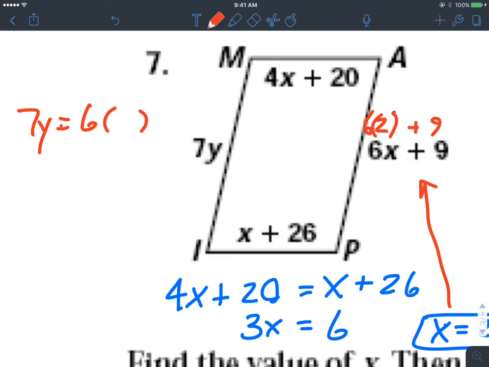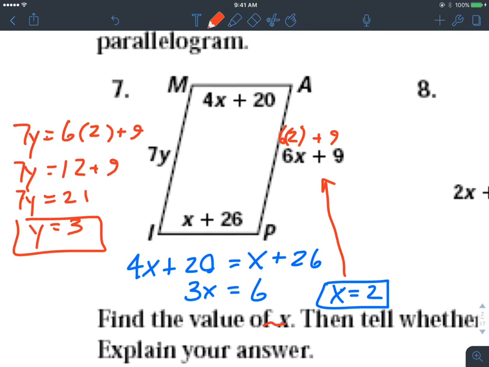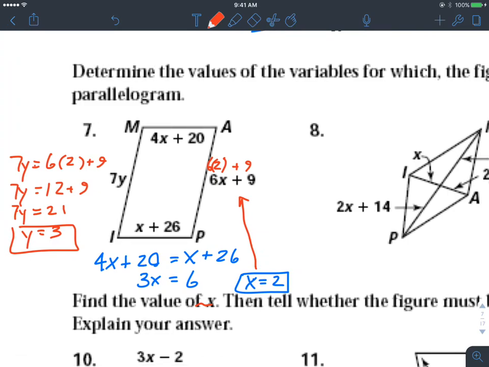6 times 2 plus 9. And now we can solve for y. So what is that? 12 plus 9. So I think that's 21, which means y is 3. And those would be values for x and y that make your two opposite sides parallel. Or, I mean, congruent, actually.